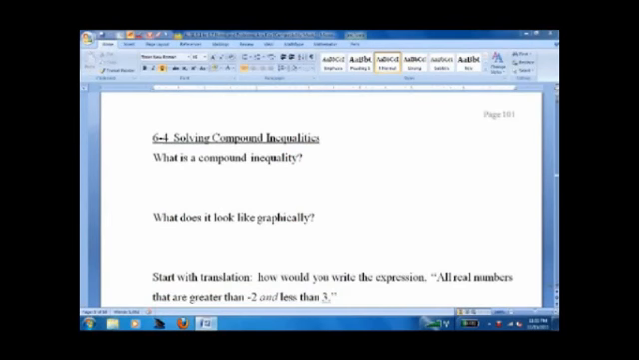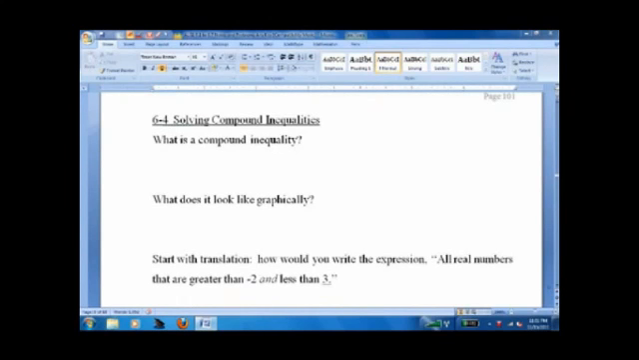This lesson is on solving compound inequalities. So what's a compound inequality? Well, there's two of them. The first one will look like this, where it's basically bracketed. There's a number that is greater than negative 2 but less than 5. So we write it once instead of writing it twice. We could write it as x is greater than negative 2 and x is less than 5, but we don't want to do that. It's easier to write it just the once.